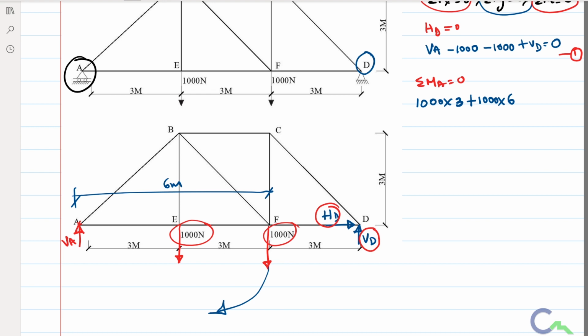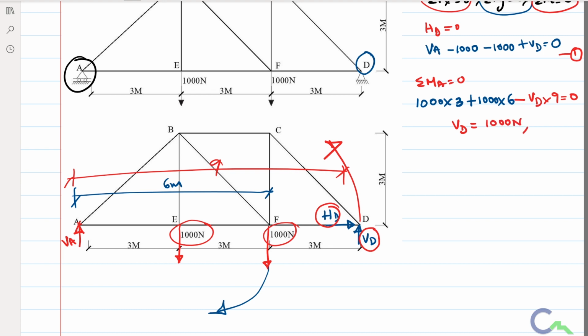Next force, that is VD, if I apply about A, it is going to rotate in anti-clockwise direction. Therefore VD into perpendicular distance, that is 9 meter, because that is 3 plus 3 plus 3, that is equal to 0. If I simplify this, I will get VD is equal to 1000 Newton. If I substitute in equation 1, I will get VA is equal to 1000 Newton. So both the values I got 1000 Newton.